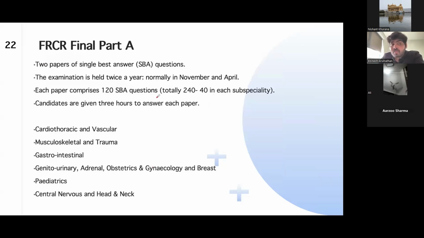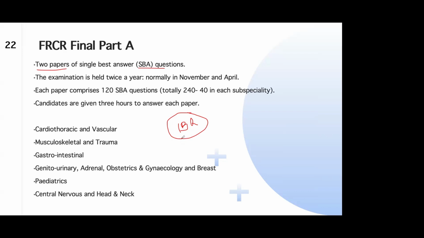So coming to 2A, you'll have two papers of single best answers, and you don't have image-based questions. This is something strange about FRCR 2A, that a radiology exam is without images. Radiology is all about images, that is what we know. But in FRCR 2A, you don't have image-based questions. The imaging features will be described in words and you'll be writing what the diagnosis is or something like that.